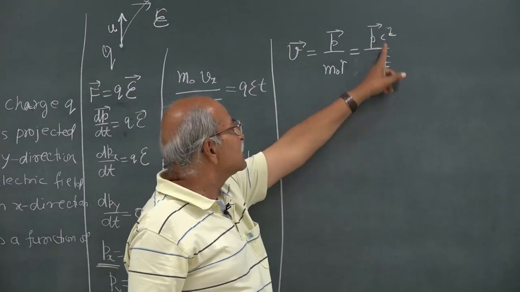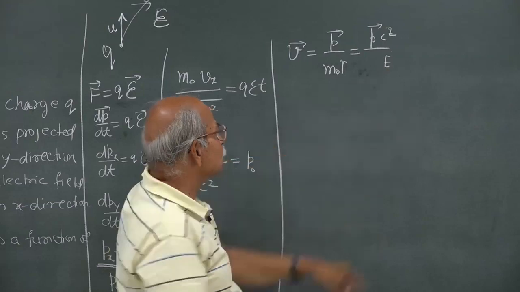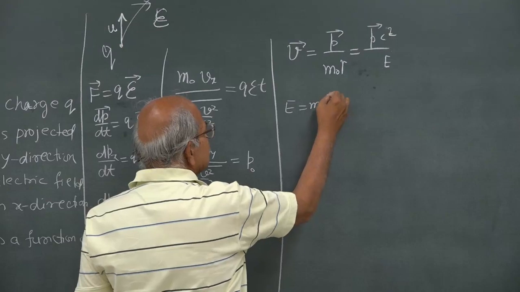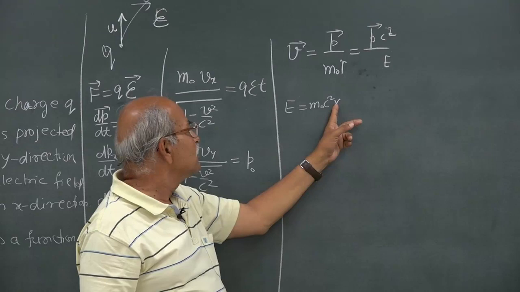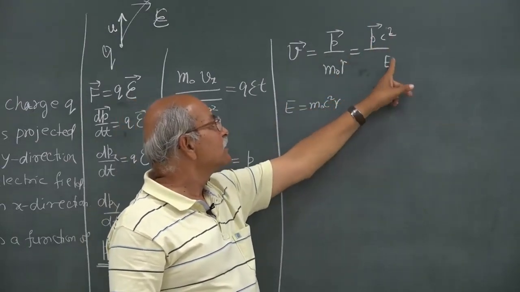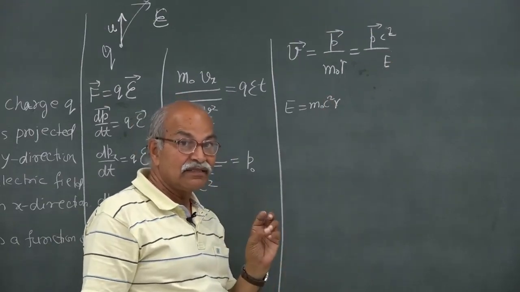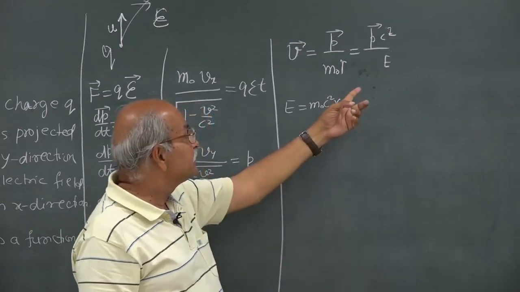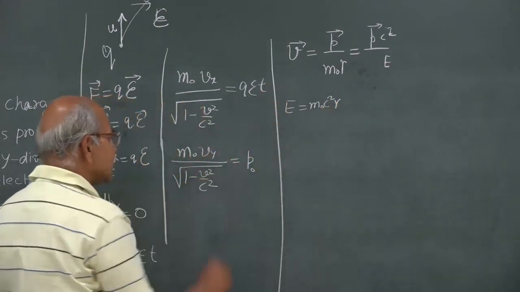What is E by c square? This is the total energy. Remember, this is the total energy. Total energy is m naught c square gamma. So, instead of m naught gamma, you can write just E by c square. So, v is p c square by E, and the total energy, for a particle, is the kinetic energy plus the rest mass energy. So, you can use this relation.